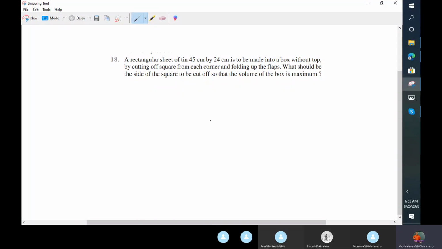Hi friends, this is exercise 6.5, question number 18. The question is: a rectangular sheet 45 centimeter by 24 centimeter. So this is your rectangular sheet. 45 is the length of the rectangular sheet and 24 is the breadth of the sheet. Now it is to be made into a box.